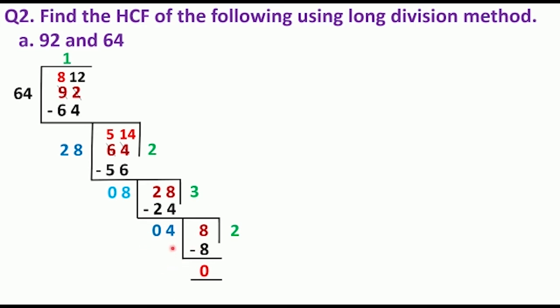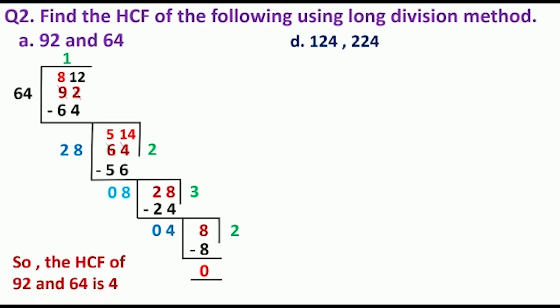Okay, you are getting the remainder 0 here, so we will stop here only. The last divisor is 4 here. So the HCF of 92 and 64 is 4, because the last divisor is 4.